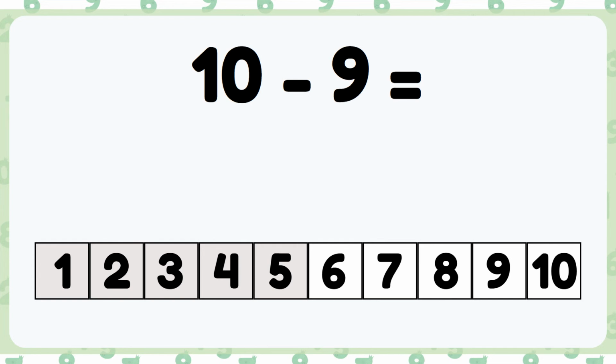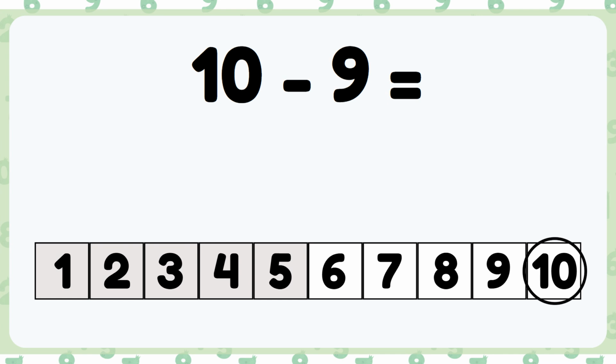I need to go ahead and use my number path to figure out how many are left. So where are we going to start on our number path? Ooh, good old 10, because that is the total amount we had to begin with. And then how many jumps back are we going to do? How many are we subtracting? Yes, we're subtracting 9. So how many hops back are we going to do? We're going to do 9 hops.